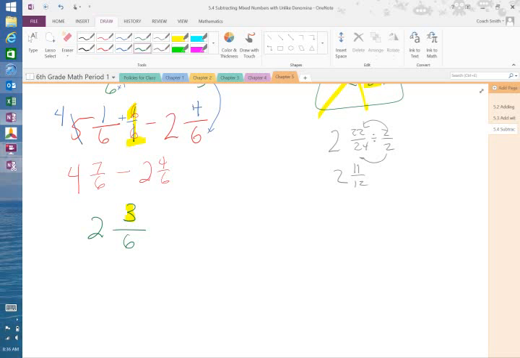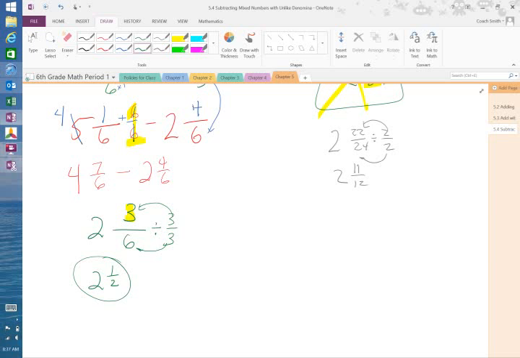We can reduce the 3/6. So the 3/6 we reduce by 3/3, and that is 2.5. And that is our answer. So we still had to reduce. Even though it's a subtraction problem, a lot of the reason why we had to reduce is because we were borrowing in the problem.